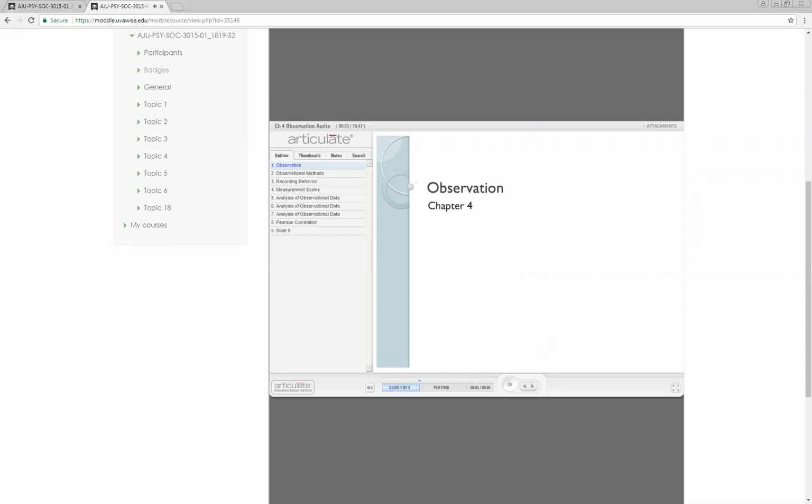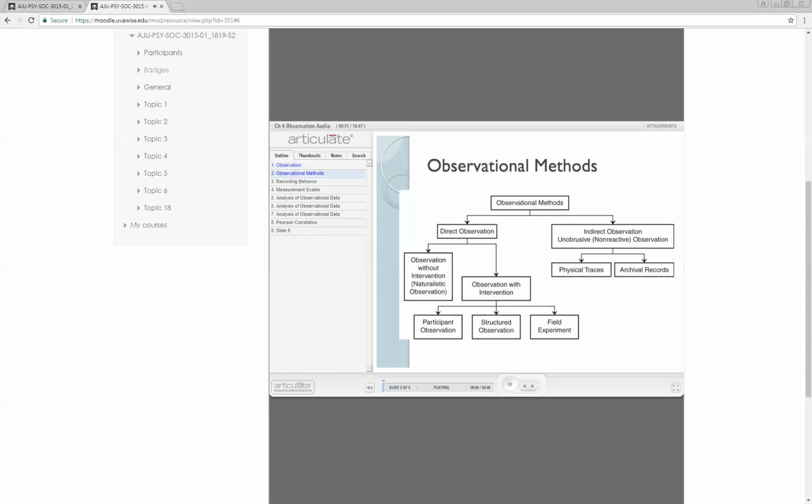Chapter, what I wanted to do is just go a little more into depth about the analyses of observational data. Now, your book and the PowerPoints go into more details about this, but I just wanted to highlight this overview of all the observational methods that are discussed in this class.